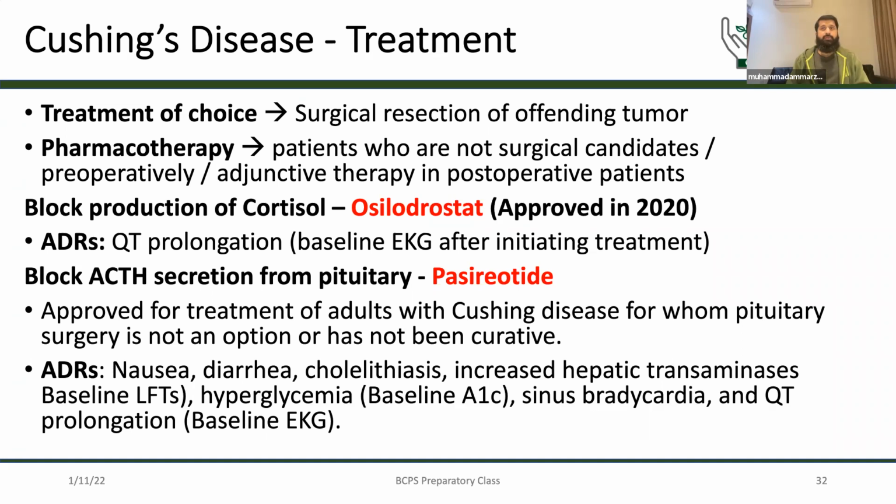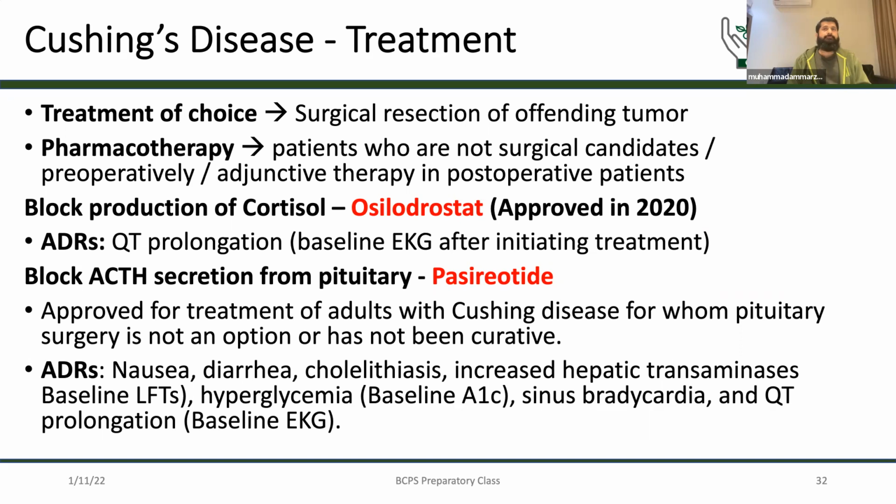For example, this drug approved in 2020, osilodrostat. If you have previous workbooks from 2019 or 2018, this drug would not be present in that. This was approved, I think, in May of 2020 in USA, and it is included in the workbooks in 2021 course. So this one is important. So it blocks the production of cortisol. It blocks the enzyme responsible for the production of cortisol in the adrenal gland.